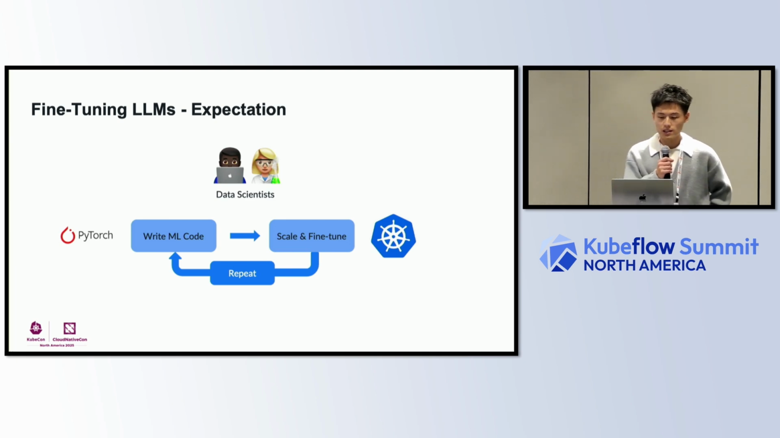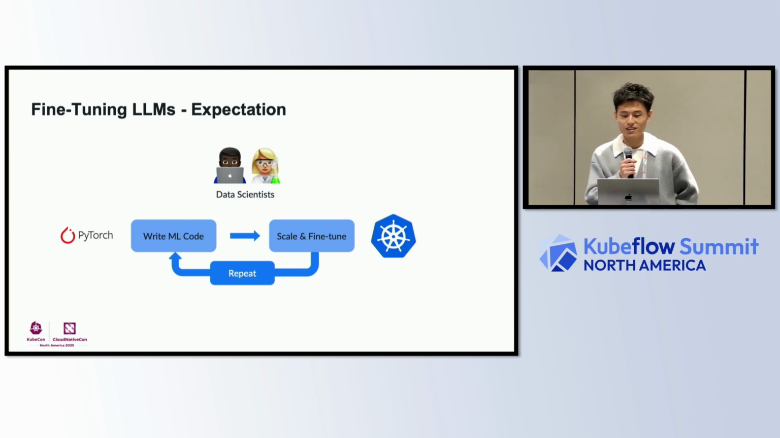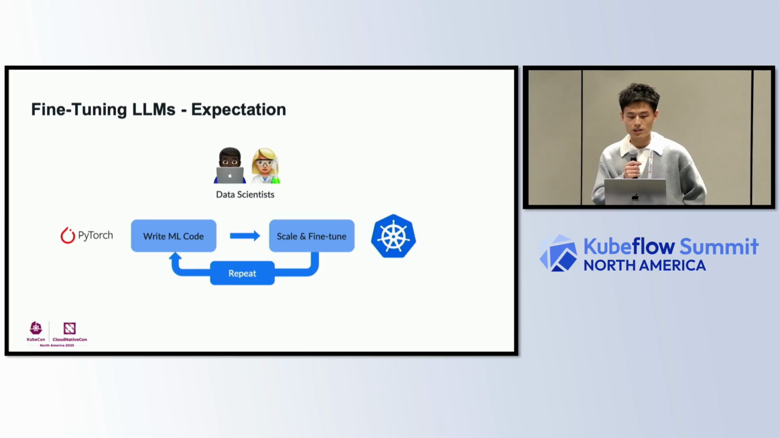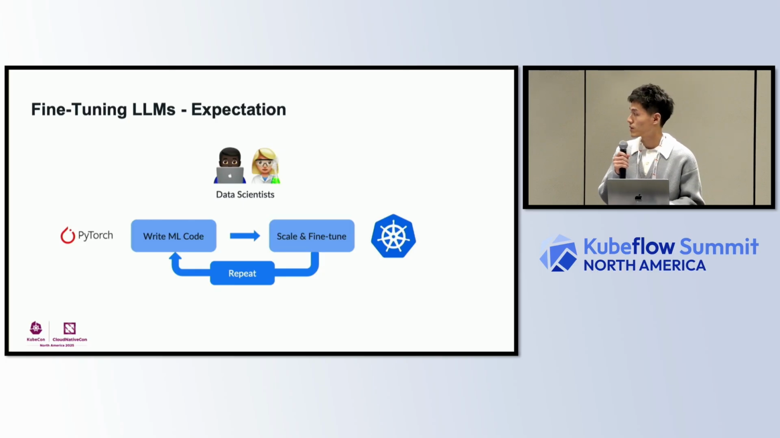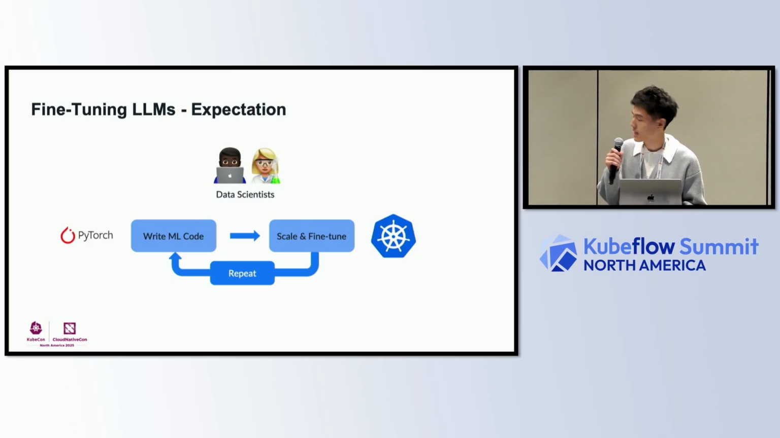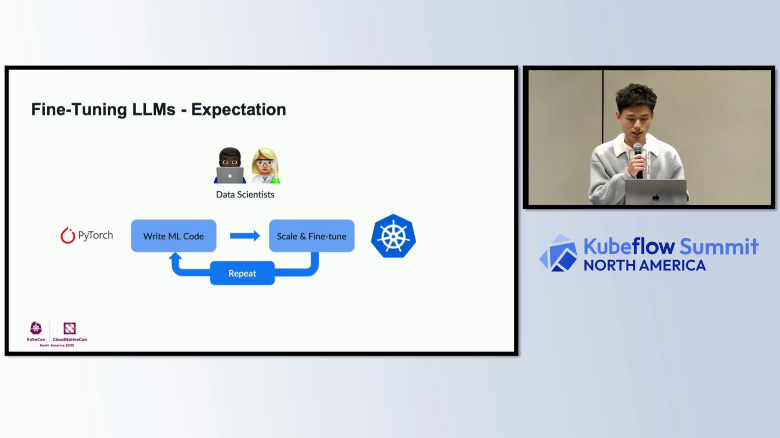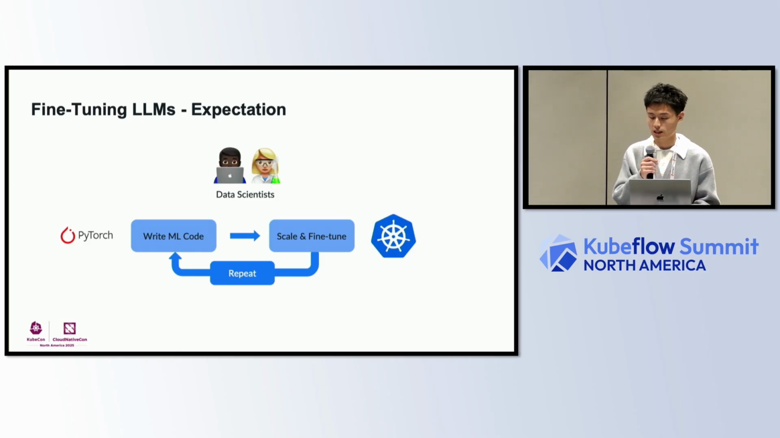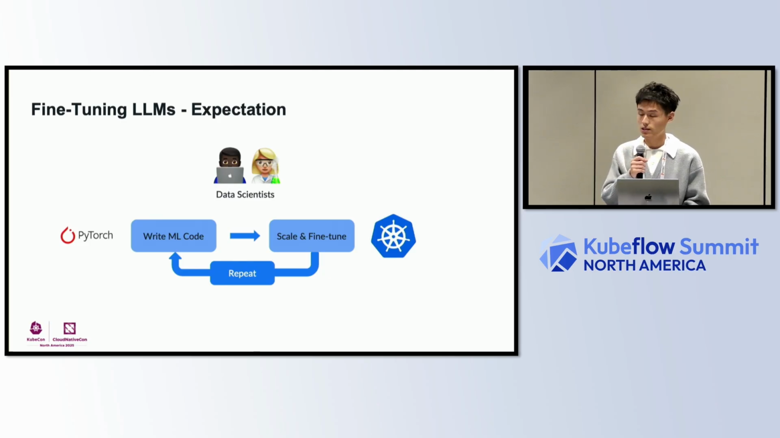The process I showed sounds really easy, right? But in reality, it's not as straightforward as I described, especially on Kubernetes. It typically involves an endless loop of writing ML code and then scaling and fine-tuning the model on Kubernetes. The loop ends only when the model quality meets some criteria, like reaching some score on a benchmark.